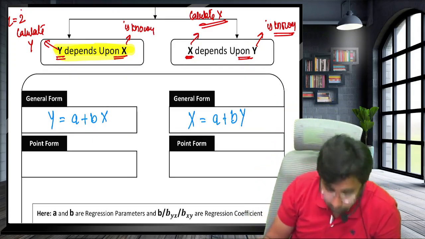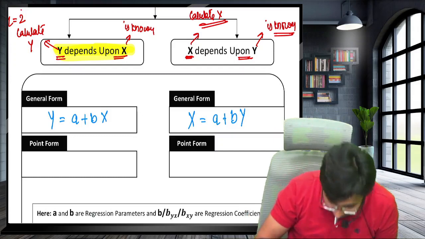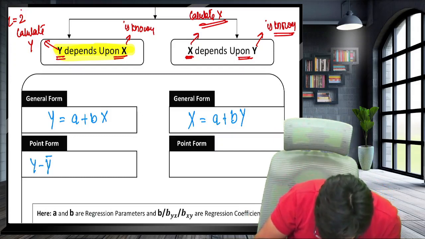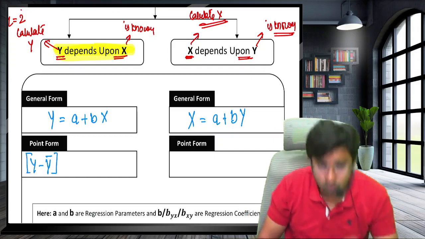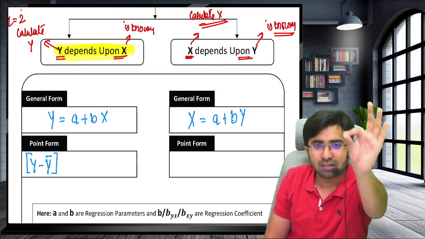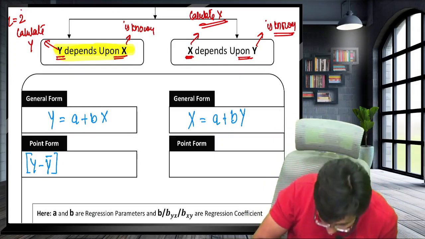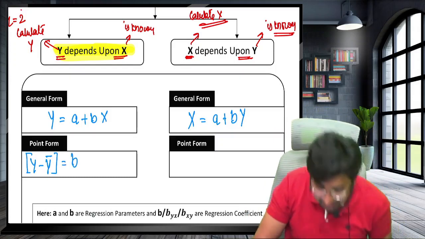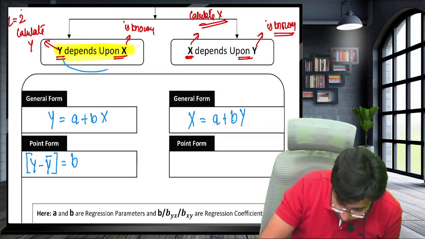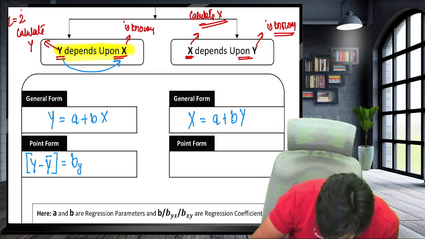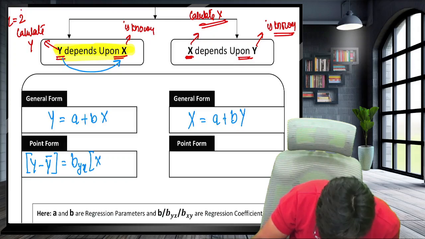Guys, there is one more form, point form. This says y minus y bar. What do you mean by y bar? Guys, y bar is the mean. Y bar, the y mean, is equal to b. Now, what kind of b is this? Sir, you are calculating y on x. So, I will name it b y on x, bracket x minus x bar.